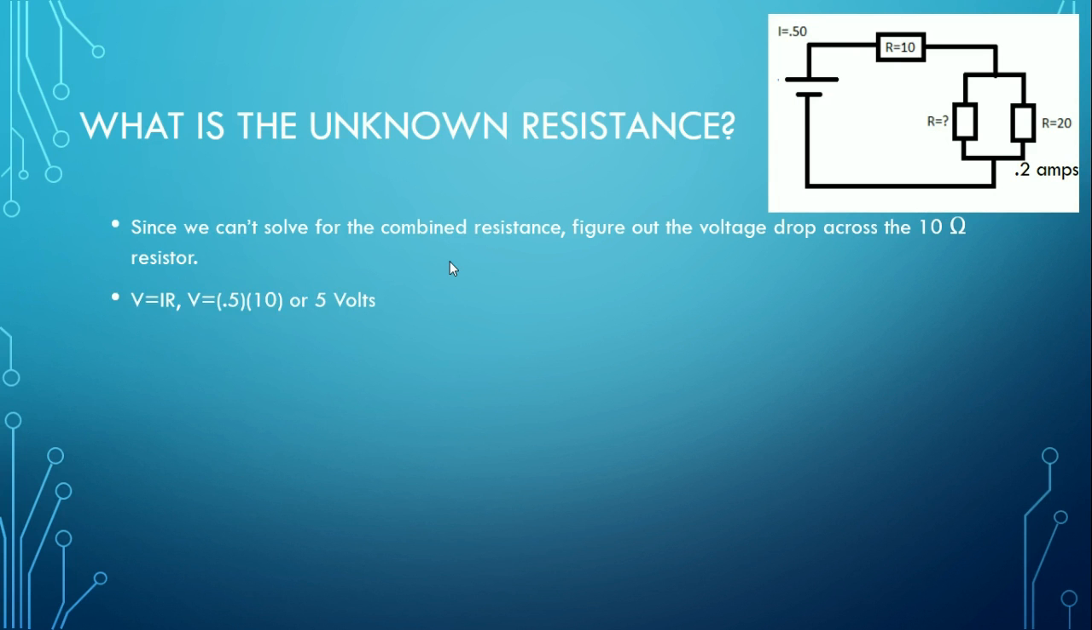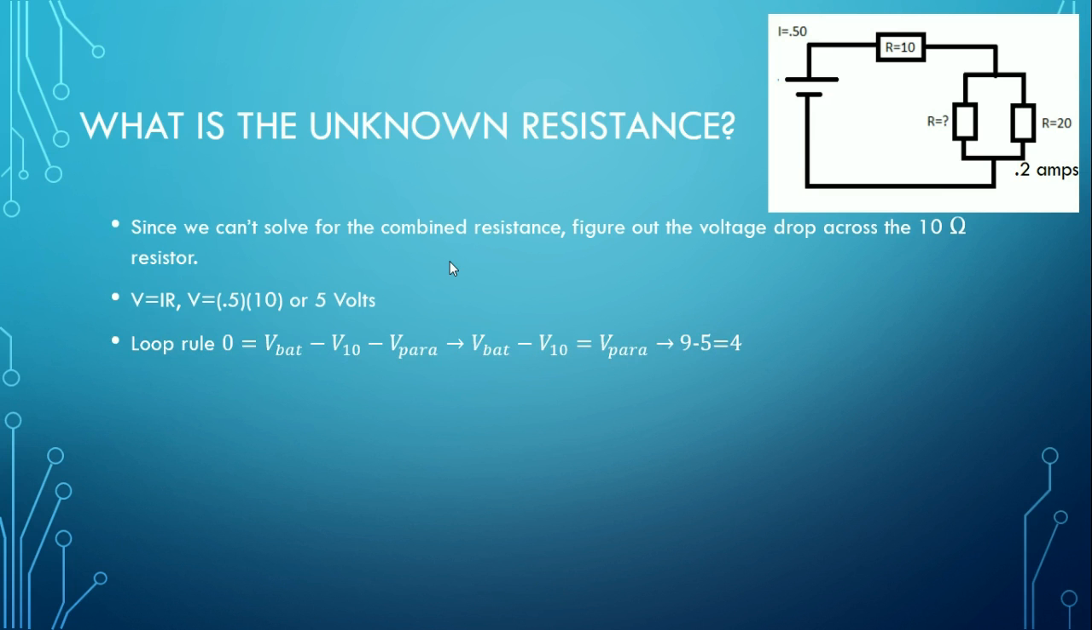So V equals IR, so it's already given. We just multiply the current and resistance. So the current is 0.5, I give that to you. And the resistance of the 10 ohm resistor is obviously 10, which I just told you. So that gives you 5 volts.